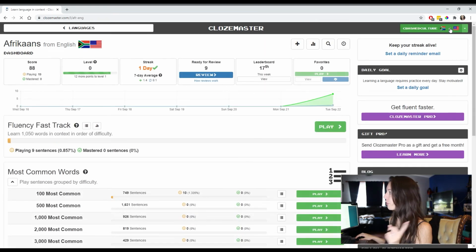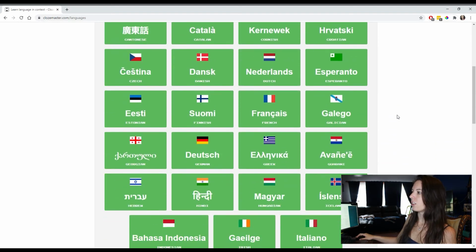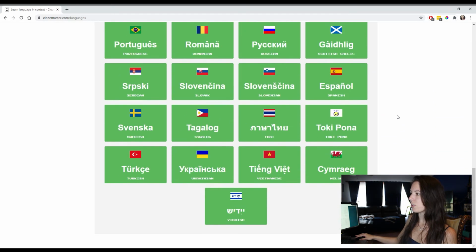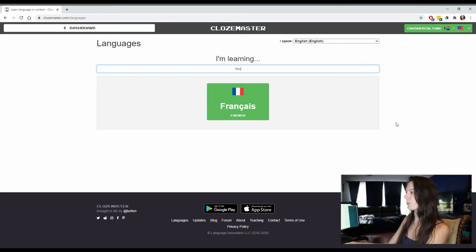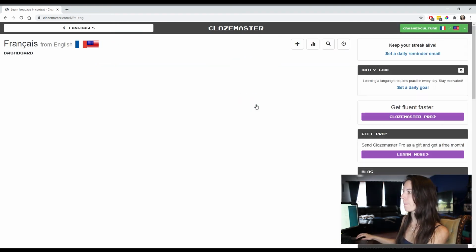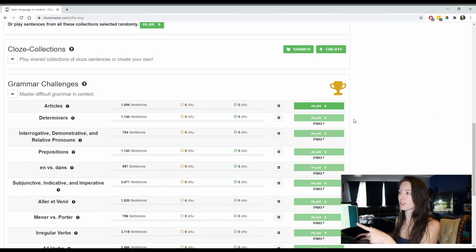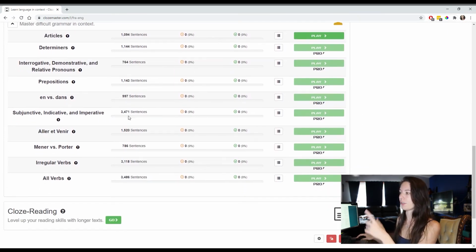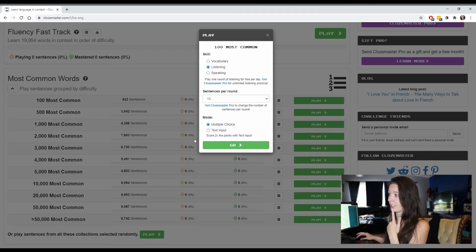Let me look at French. Side note, Clozemaster has tons of languages, which is really nice. And I'm learning French. And with a free account, you can access them all. You can't access certain things, so you get articles, and then the rest you have to pay for. Let me do listening, because I need to work on my listening and I'm bad in French.